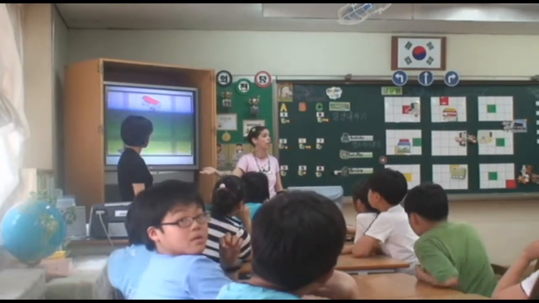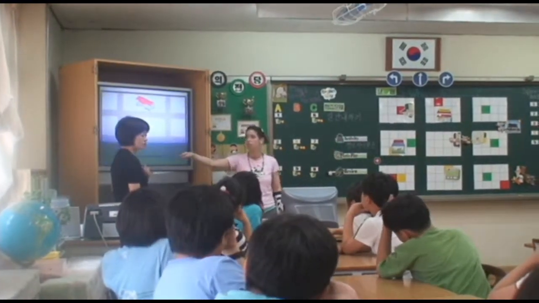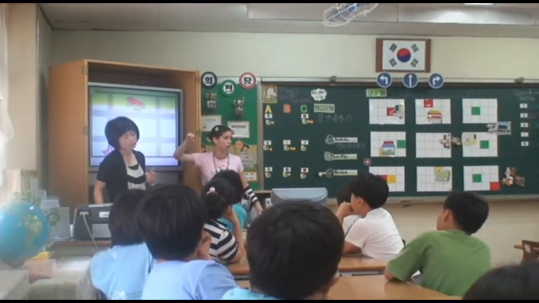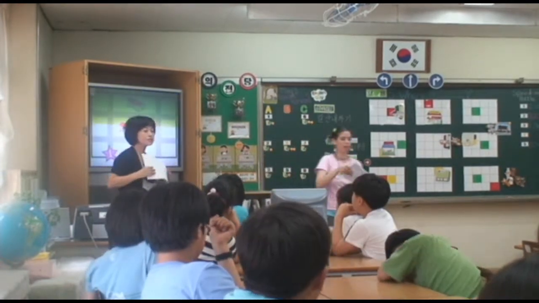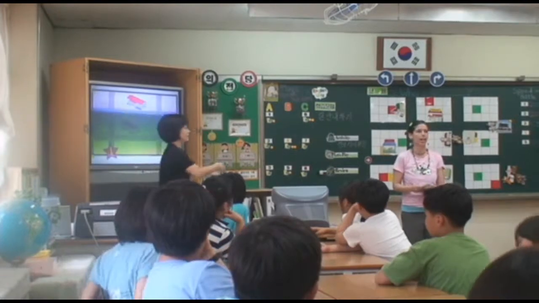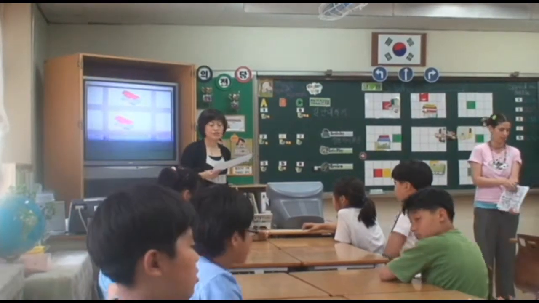Vicky will say, where is the school? I will tell her, go straight and turn right. You draw the line and circle the school. Okay? Can you understand? Yeah. Okay, take out your pencil. Nanami, come here.